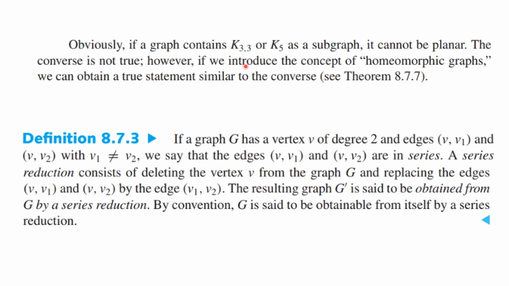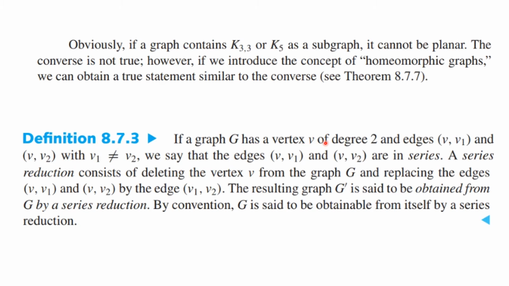So obviously if a graph contains either this one or this one as a subgraph, it can't be planar because I can't draw these within a plane. But the converse is not true. However, as so often happens in math, if we introduce a new concept, and this is going to be called homeomorphic graphs, we're going to define that in a bit, we can obtain a true statement similar to the converse. And in fact, this is an elegant, very high-powered theorem. But we need a definition first.